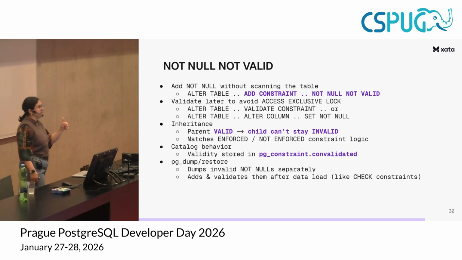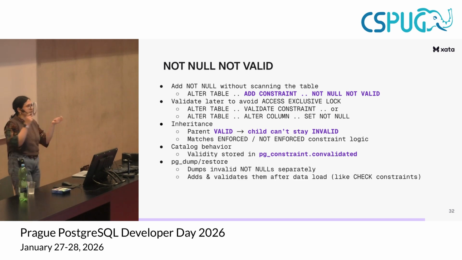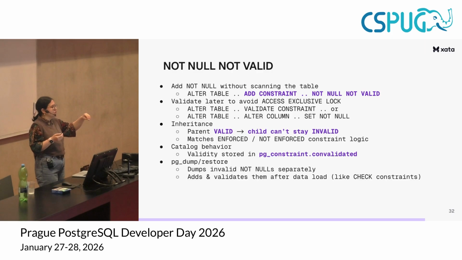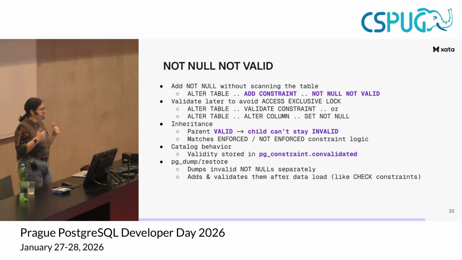OK, so first thing, not null now can do not valid. This is a really important step. As I said before, we were doing dances around how to get low contention, how to reduce the contention, how to plan these things. Now we can just add the constraint not null as not valid. That's already really good, so you can avoid scanning the table. And then you can validate it later, you can plan it, so it's good.